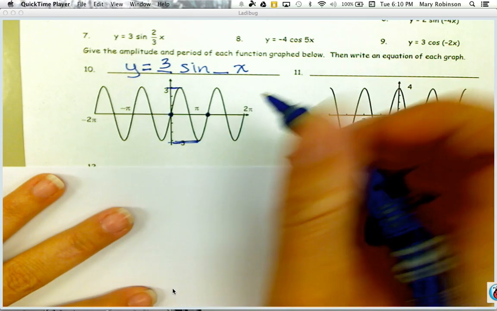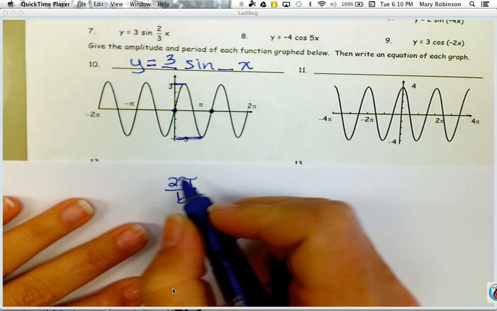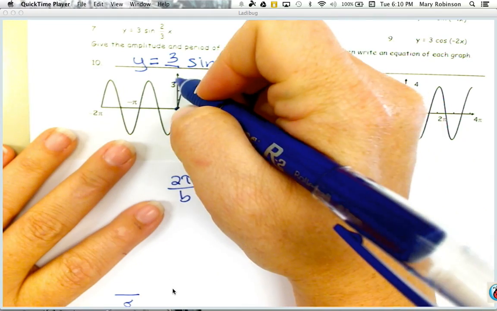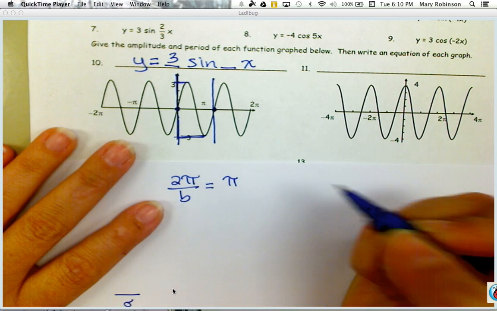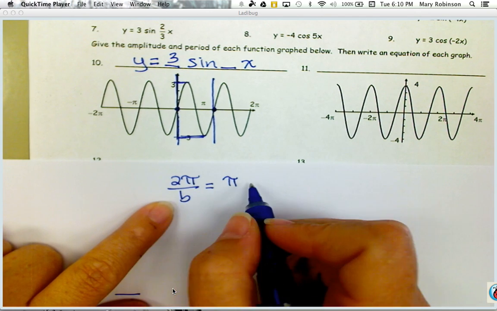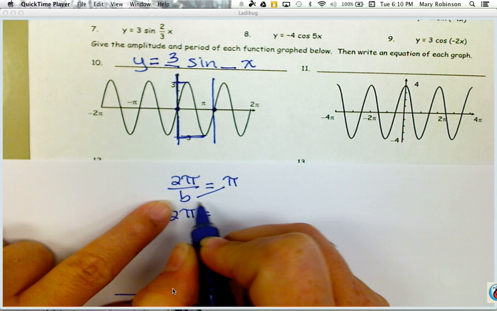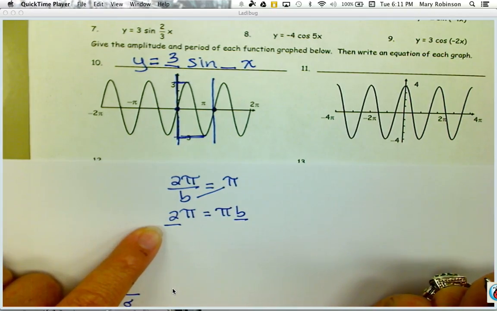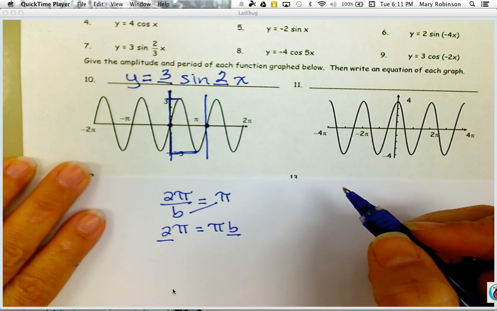Your period, however, is pi. Since you need the b value but don't know it, you know that 2 pi divided by b should give you the period. If you look, the cycle begins at 0 and ends at pi. So we know that when we divide by b, it should end up equaling pi. You can use logic to think through this, or you can multiply and solve. So we get 2 pi from our numerator, pi times b, so that means that b is 2. So my function is y equals 3 sine 2x.